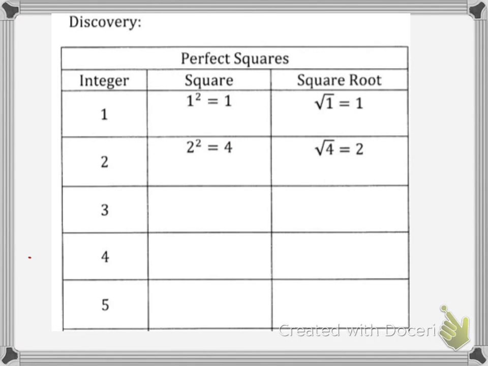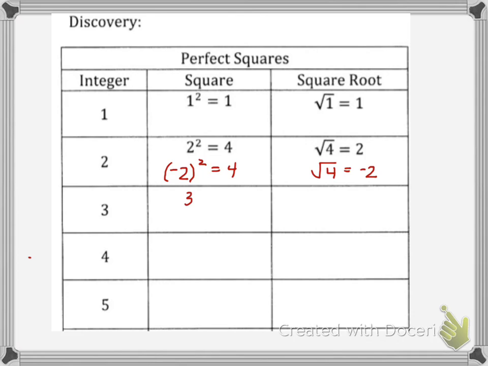So we need to remind ourselves of our perfect squares. So 1 squared is 1, so the square root of 1 is 1. 2 squared is 4, so the square root of 4 is 2. Now we have to remember that perfect squares also can be made from negative values. So we could say negative 2 squared is equal to 4. And so the square root of 4 can also be negative 2.